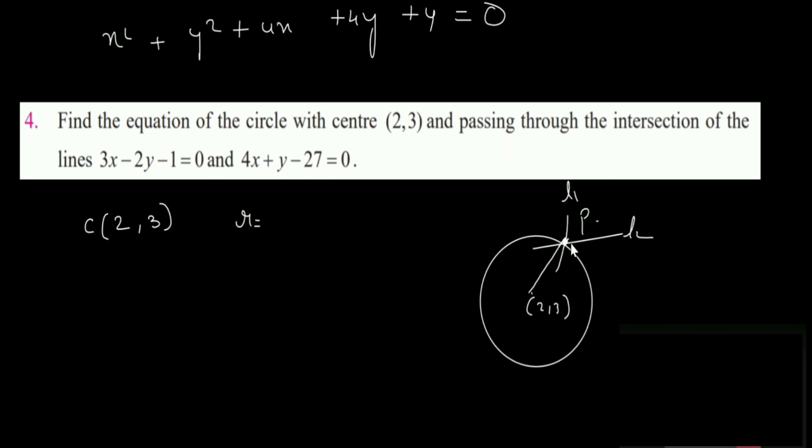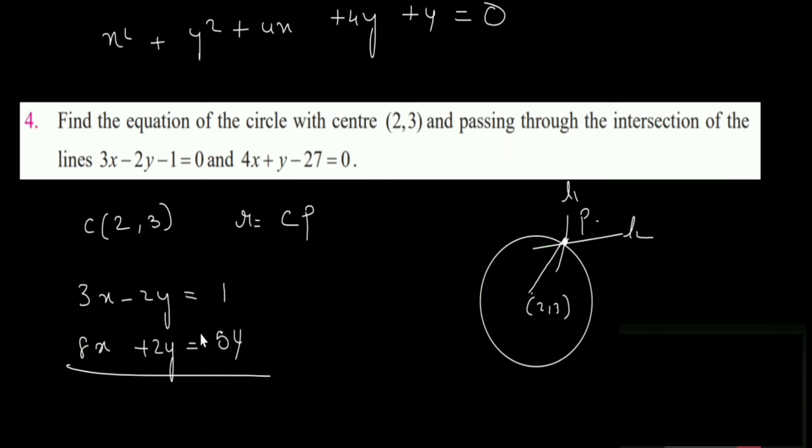Once you know the point of intersection, you can find the radius. How do you find the radius now? This distance will give you the radius, right? CP is the radius. So first we have to find the point of intersection. So solve these two. 3x minus 2y equal to 1. Multiply this by 2. So what do you get now? 8x plus 2y is equal to 54. So you get 11x is equal to 55. So x is equal to 5.